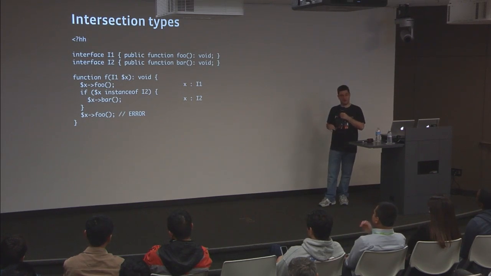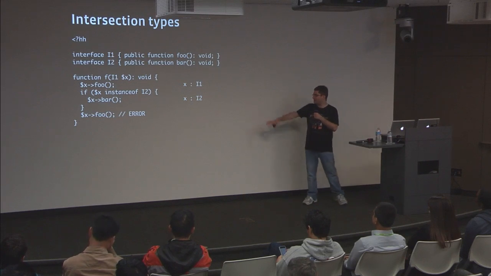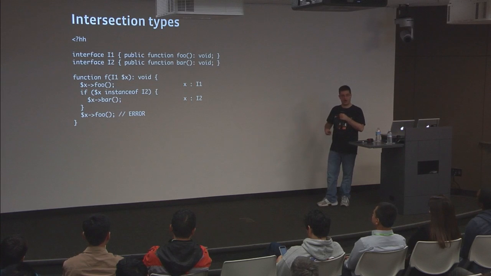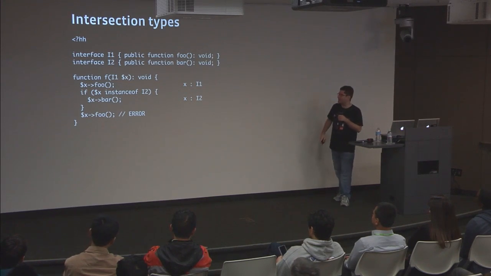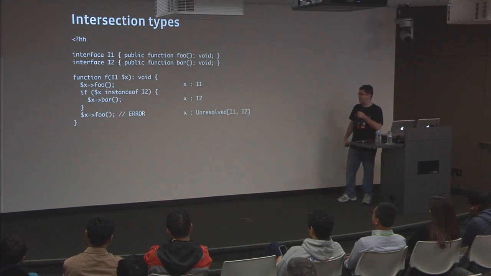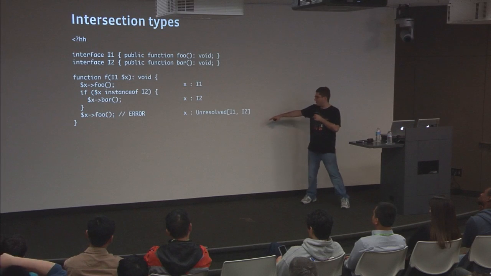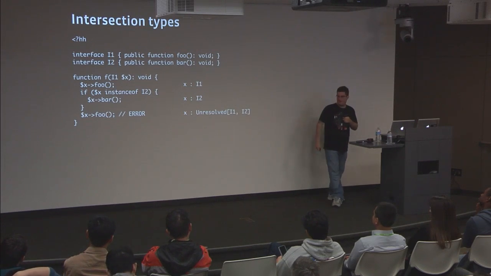Remember what I was saying earlier about if-else blocks and unresolved. The type of something coming out of an if-else block is unresolved of the types that it had inside the if-else. And so inside the if, the type of x is I2. Inside the else, the type of x is I1. You can sort of think of there being an invisible else block here that's empty. And so, when we come out, the type of x is unresolved I1, I2, and you can't call foo on an I2.